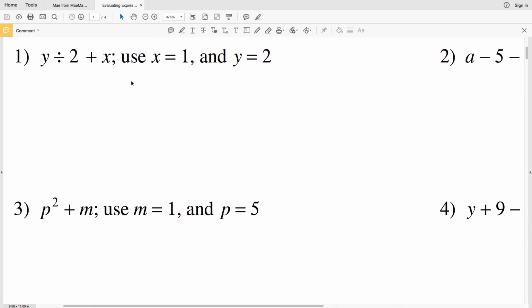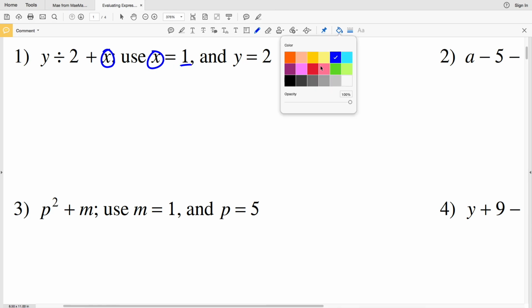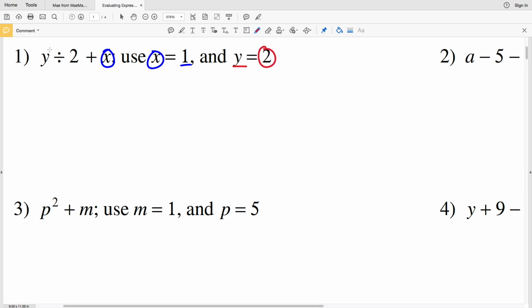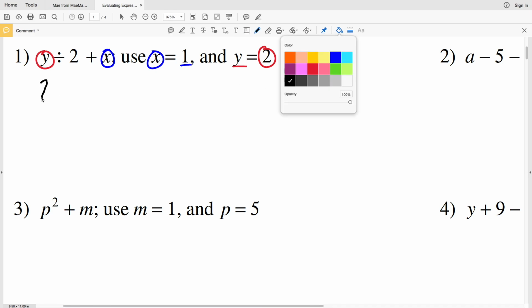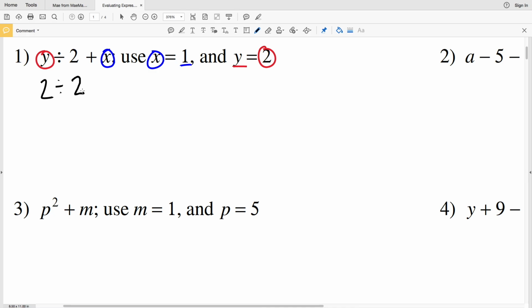For number 1, it says y divided by 2 plus x. So we have to evaluate that expression and use x equals 1 and y equals 2. So x equals 1. That means we're going to take this x value of 1 and plug it in for x. So 1 goes in for x. Where it says y equals 2, we're going to take that 2 and plug it in for y. So that's going to give us 2 divided by 2 plus x, which is 1.